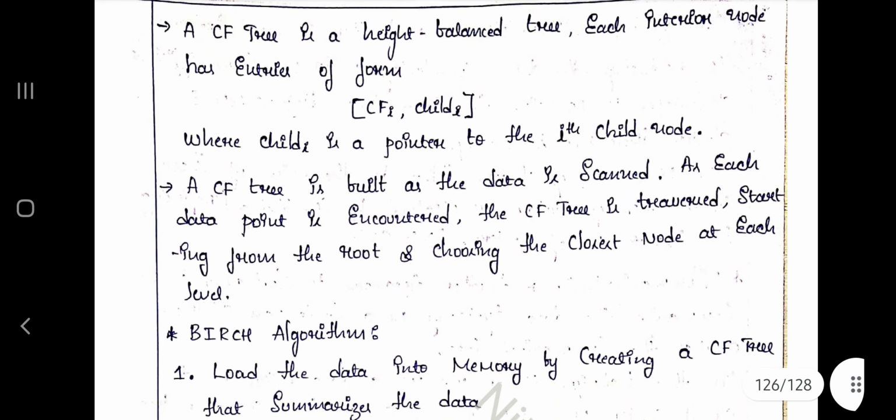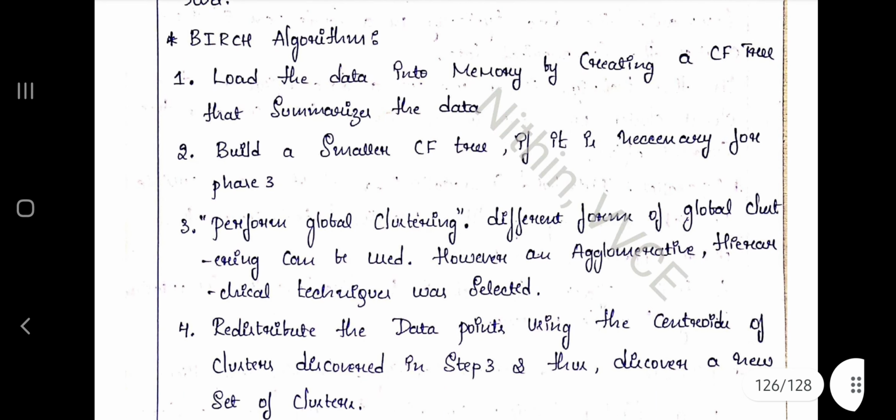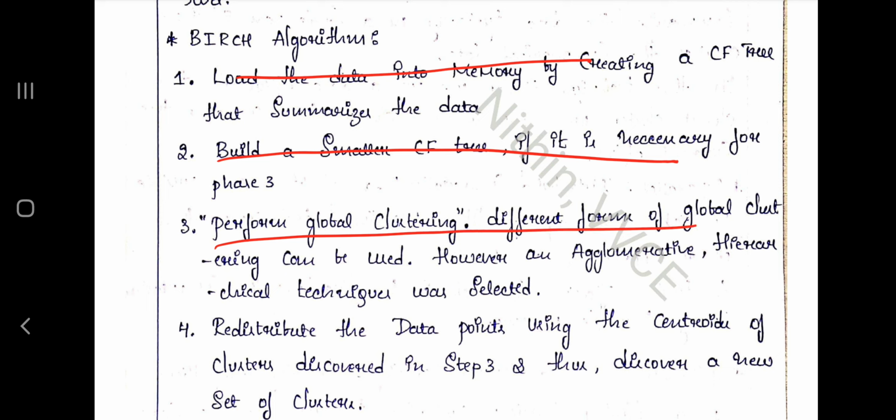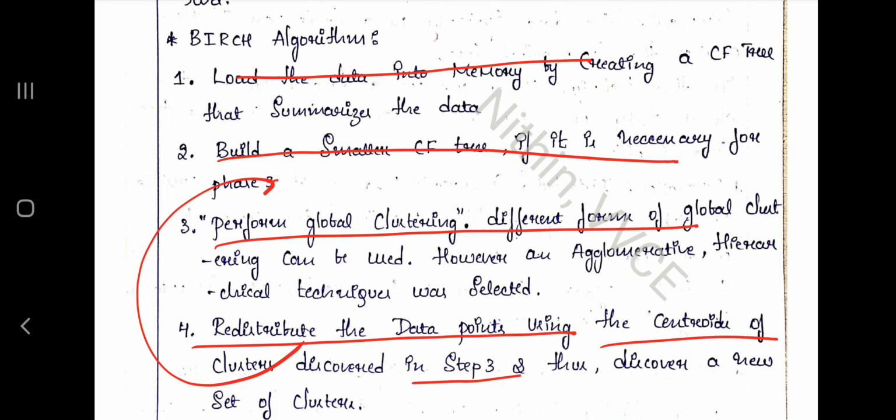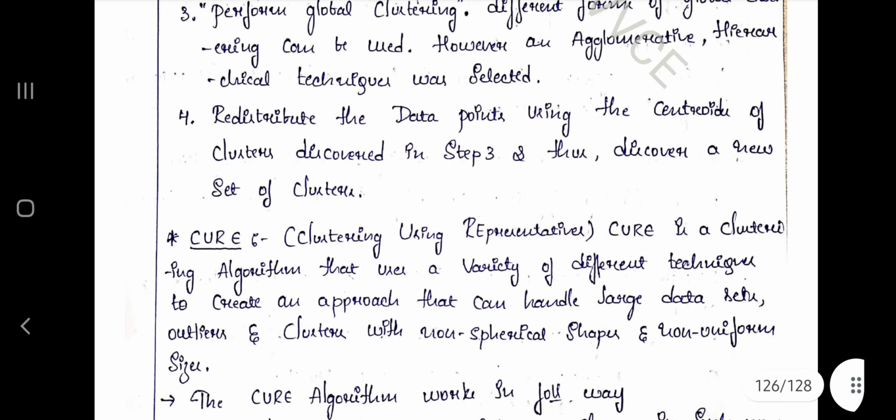Okay, after that, just go to the algorithm. Here you will load the data, form a tree, make it balanced, again redistribute, and repeat the same process again. That's all there is in BIRCH.